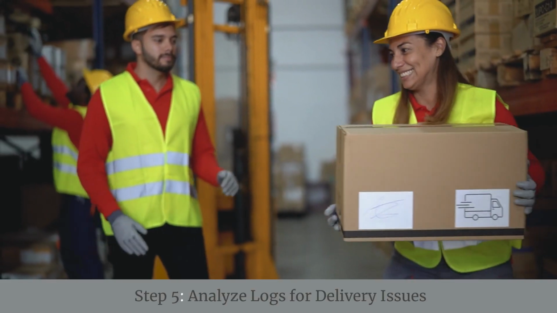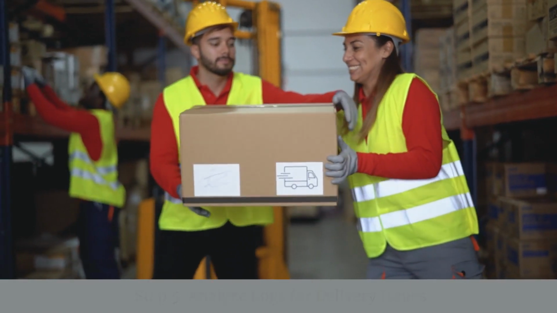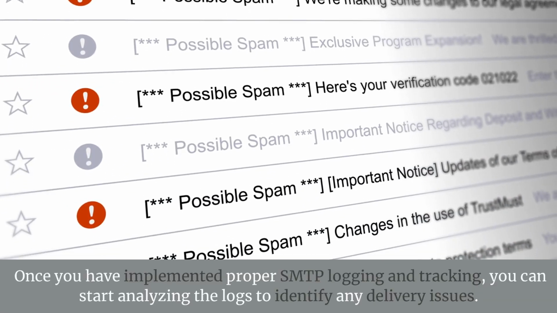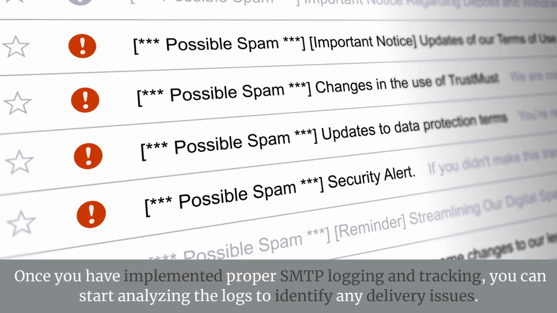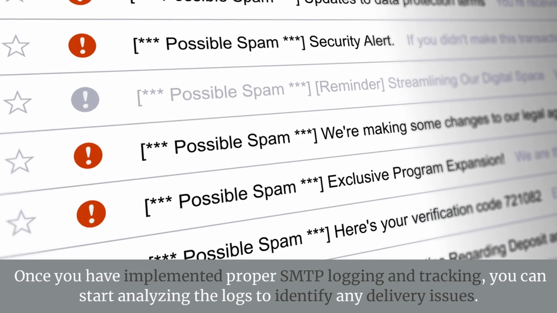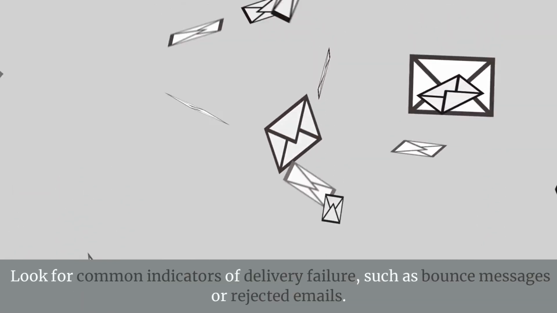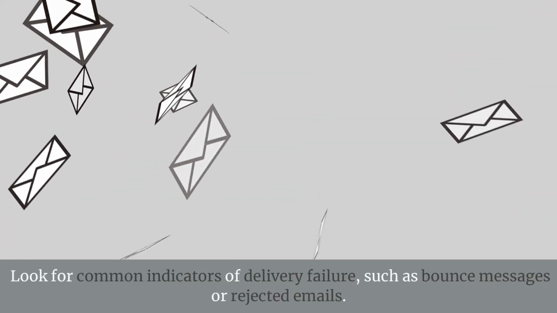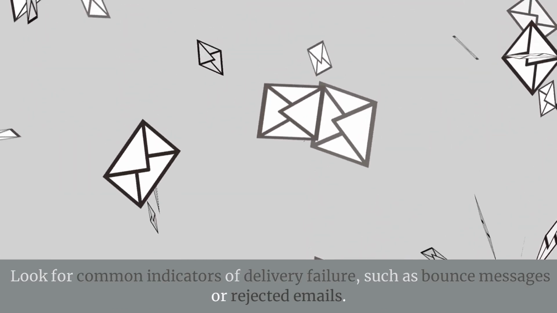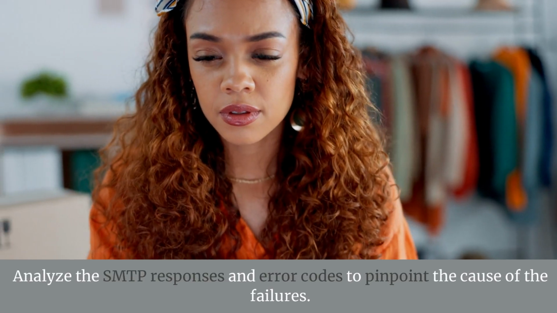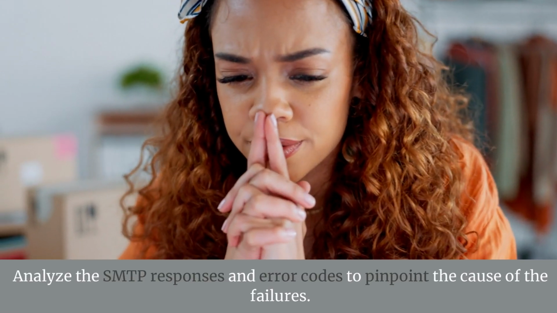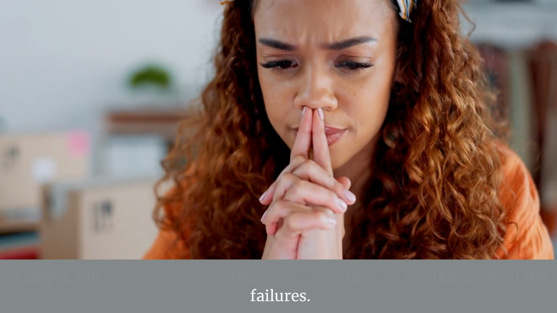Step 5. Analyze logs for delivery issues. Once you have implemented proper SMTP logging and tracking, you can start analyzing the logs to identify any delivery issues. Look for common indicators of delivery failure, such as bounce messages or rejected emails. Analyze the SMTP responses and error codes to pinpoint the cause of the failures.